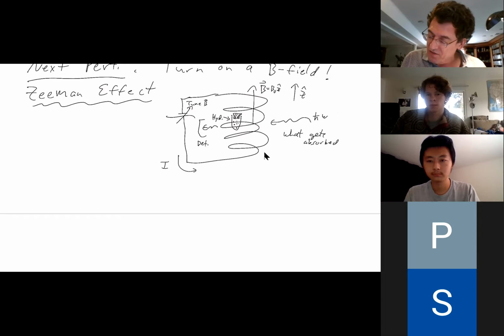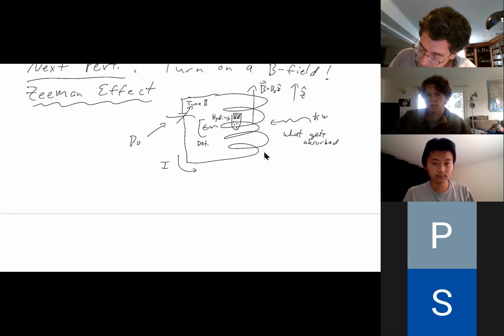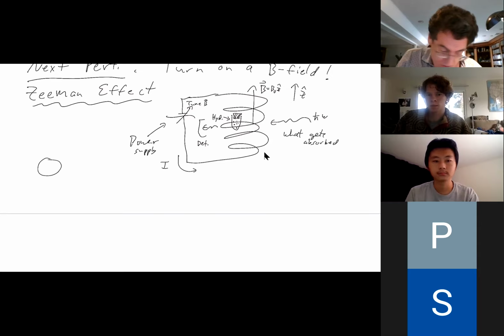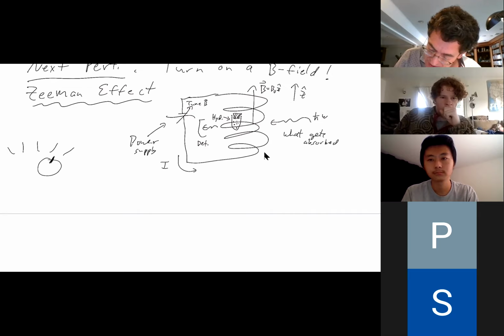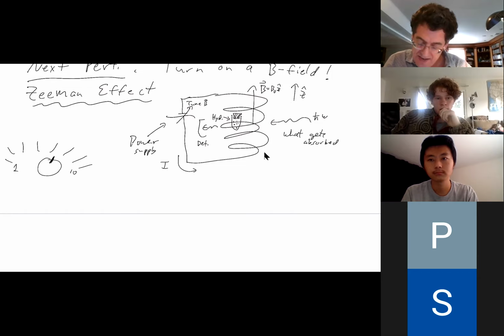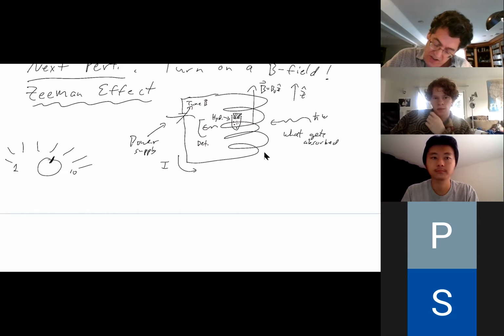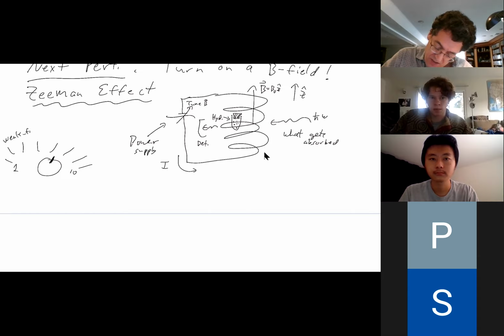This is a power supply, and they can sweep that knob. It's a knob on the power supply, with all the different settings from 1 to 10. When that knob was way to the left, the magnetic field was weak. And so when the knob is here, we call that the weak field Zeeman effect.